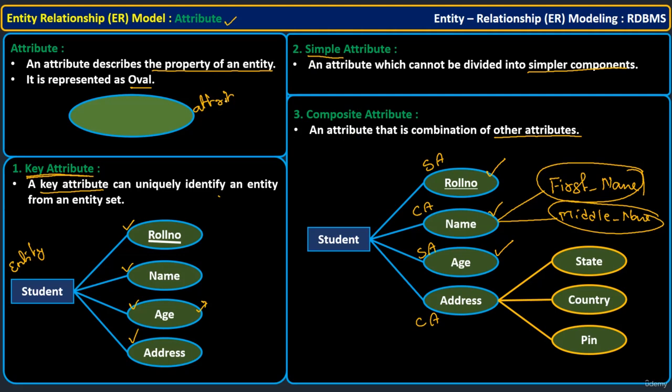So here we saw the meaning of attribute, which is simply a column name, and what a key attribute is and how to differentiate it in the diagram: whichever has the underline becomes the key attribute. Simple attribute: further division not possible. Composite attribute: further division is possible. So here name and address are the composite attributes.